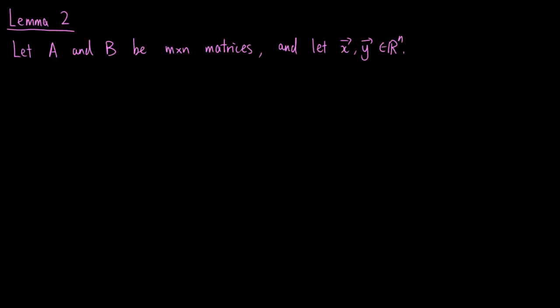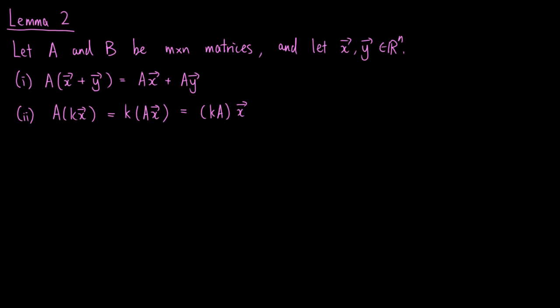Let's look at the second lemma. Let A and B be n by n matrices, and let x and y be n by 1 column vectors. The first point is that A times bracket x plus y equals A times x plus A times y. The second point is that A times bracket k times x equals k times bracket A times x, which also equals bracket k times A times x, where k is any real number. For the third point, bracket A plus B times x equals A times x plus B times x.